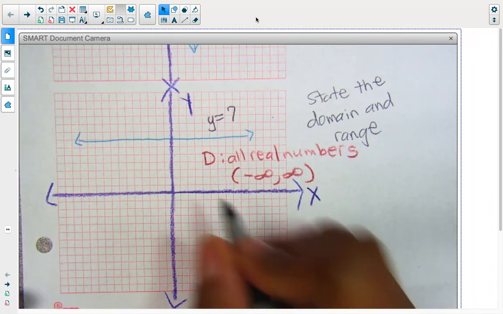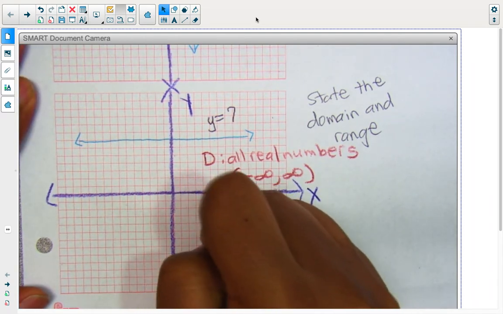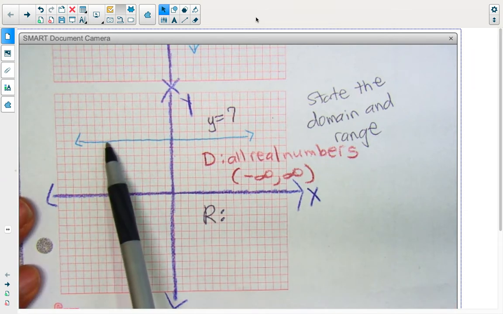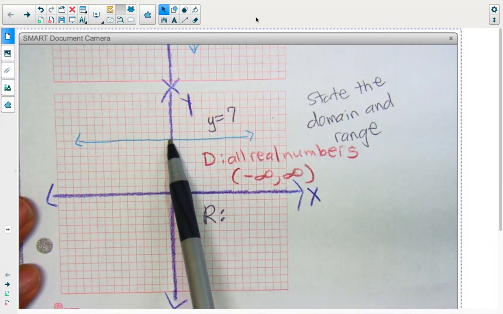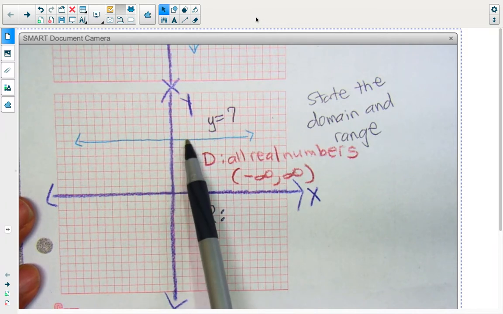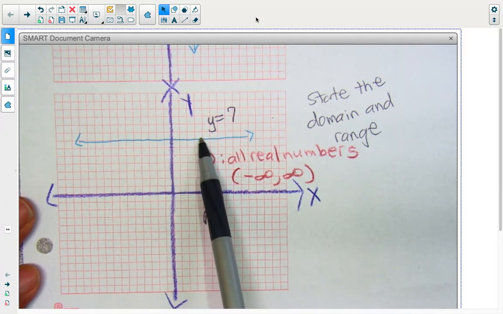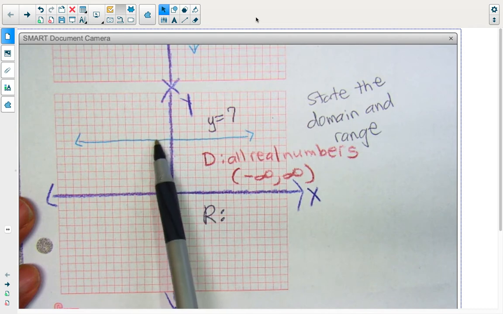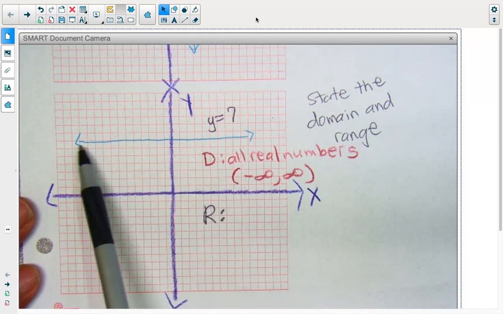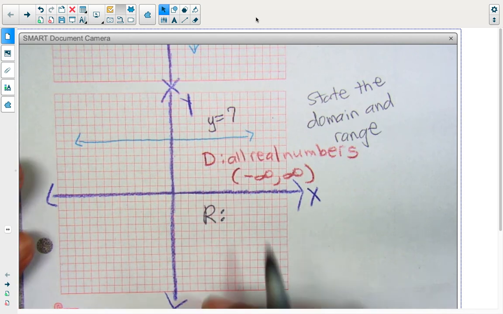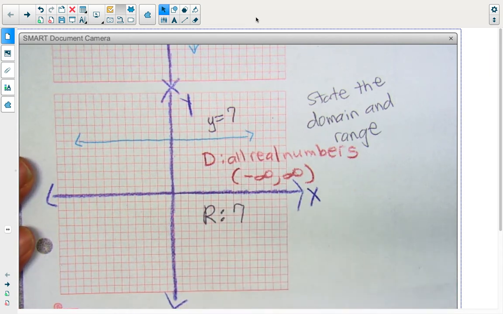Now let's take a look at our range. No matter where you travel on this line, your y coordinate is going to be 7. This is (0, 7), (1, 7), (2, 7), (3, 7), (4, 7), etc. This is (-1, 7), (-2, 7), (-3, 7). No matter where you travel on this line, your y coordinate is going to be 7. So my range is 7.